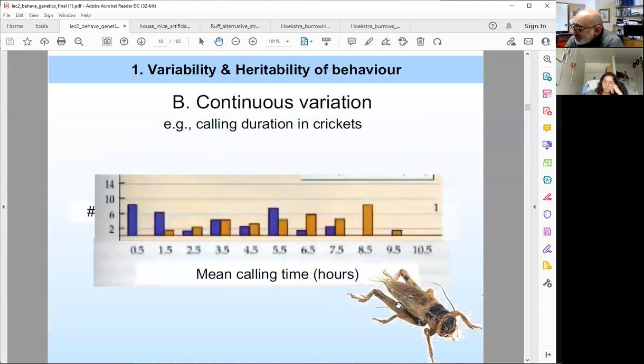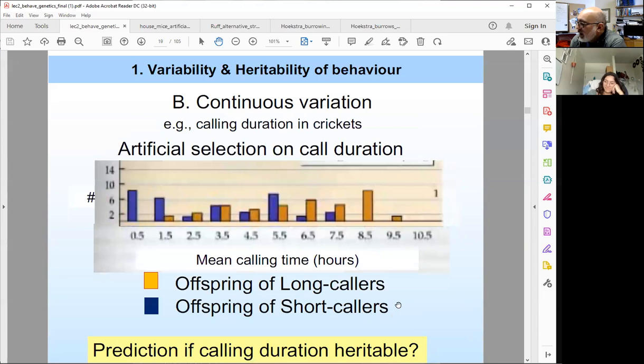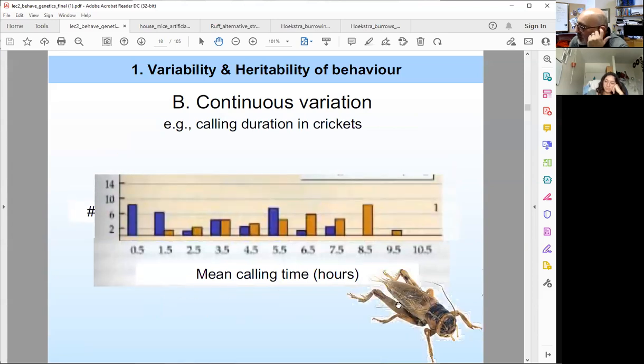Here's another example. These are crickets, and they call for a period of time. That is, the males are calling for females. Basically, I should take a step back. The mating system of this species, or most crickets, is that the males will call, right? They rub their hind legs and make a call. And the females are attracted to this call.